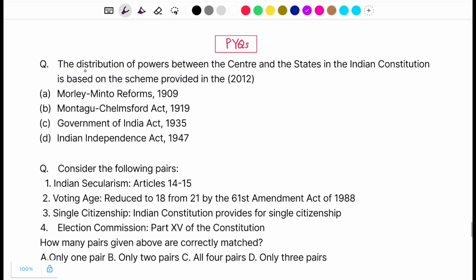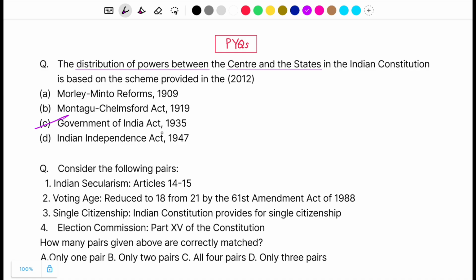This question talks about the distribution of powers between the center and the state in the Indian Constitution is based on the scheme provided in. It is obviously the Government of India Act 1935, friends. The answer is C. I have already said that most of the provisions are borrowed both in content and spirit from the 1935 Act. It looks similar.